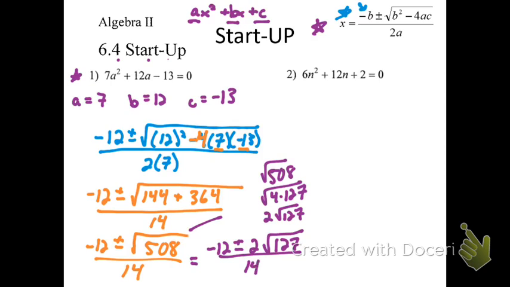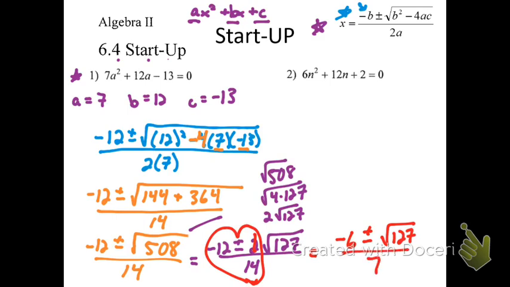All right, now that we have all these coefficients out here, all the coefficients are divisible by 2. So we're going to simplify that, and here's our final answers. We have negative 6, because negative 12 divided by 2 is negative 6, plus or minus root 127, because 2 divided by 2 is 1, so that basically just went away. That's all over 14 divided by 2 is 7. So those are our answers right there for number 1.